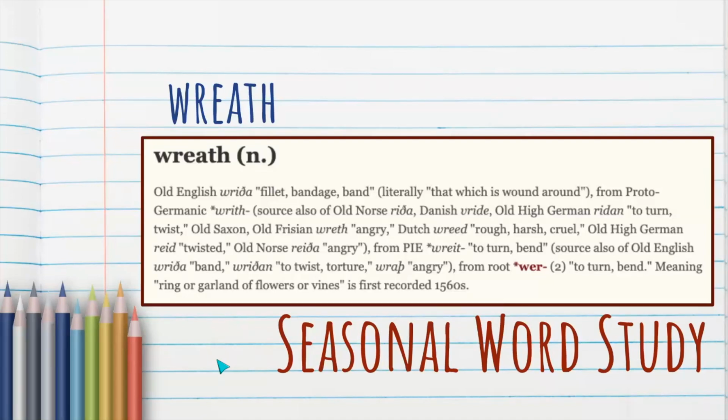Well, if that's not a perfect explanation for the bushy circle, I don't know what is. Now it's got some Proto-Germanic here, so we're not going to worry too much about that. And then we get into our PIE roots, so we're not going to worry about that. So I thought it was really interesting here, down in the 1560s was the first time it was meant to do with a ring or garland of flowers or vines.